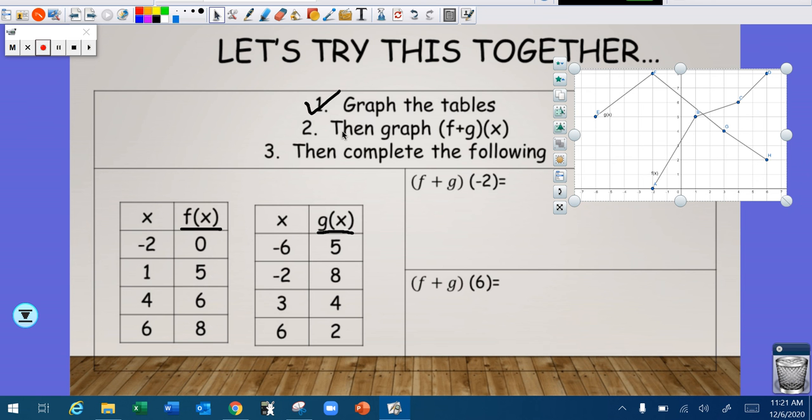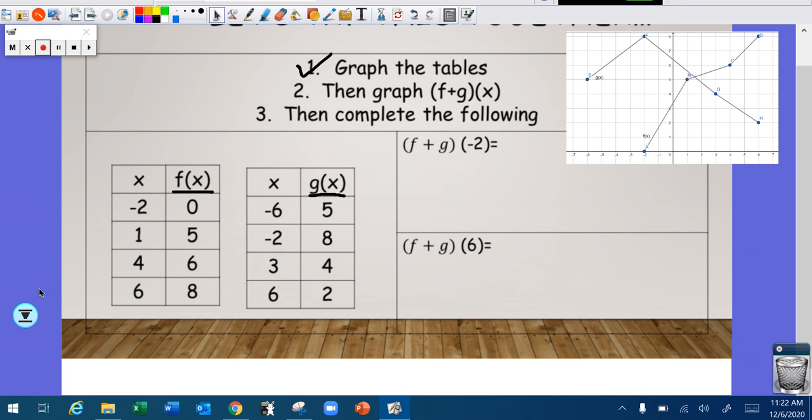And now it's telling you to graph f plus g of x. But first, I need to create another table so that I can find what f plus g of x would actually be. So it's telling me to add these two functions together. So here I would look at adding -2.